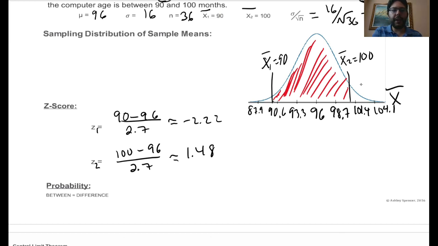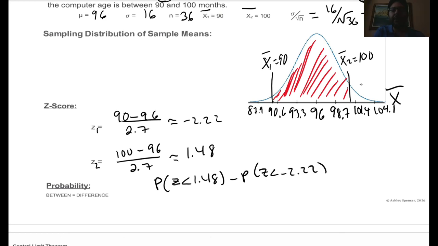So now what we need to do is look up both z-scores and then subtract the areas for both z-scores. Remember, if you have two z-scores, you got to locate them on the table and then subtract them. Remember, the bigger minus smaller. So we're going to do the probability that z is less than 1.48, that's the bigger z-score, minus the probability that z is less than negative 2.22.